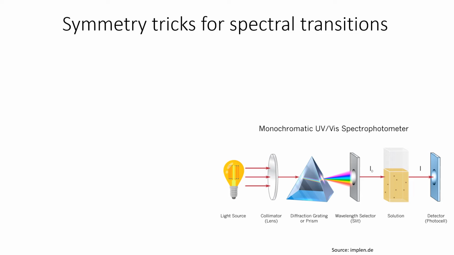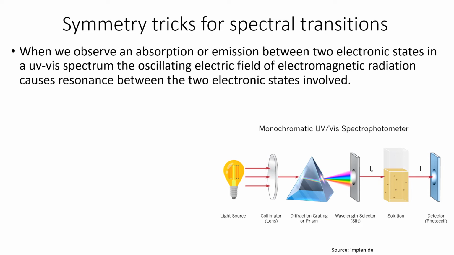And so there are some symmetry tricks we can use. The illustration on the screen here shows what's involved in ultraviolet-visible spectroscopy. We've got a light source, then using the prism or the grating, we can divide that light up into all its different frequencies, and then we might put one frequency at a time through our sample in the solution there on the right. We can compare the intensity of the light going into the solution with the intensity coming out, and therefore create a spectrum based on how much light is being absorbed. This is how our UV-Vis spectra work.